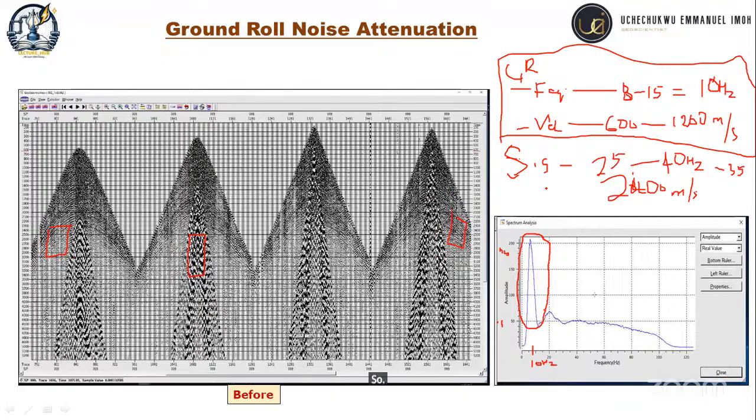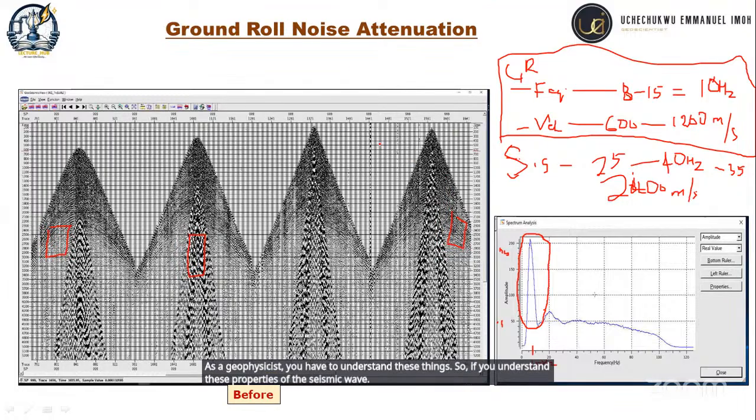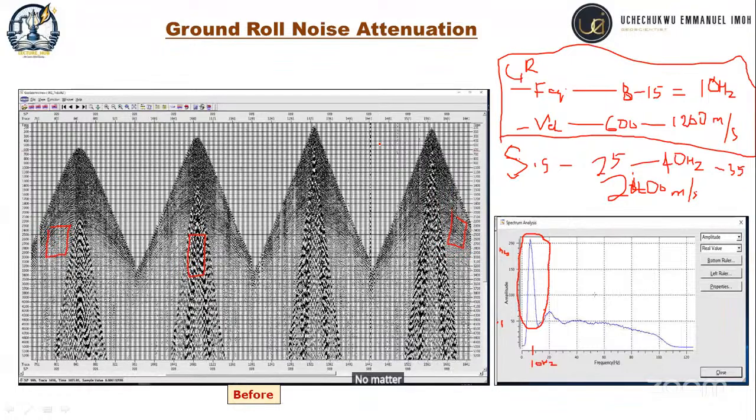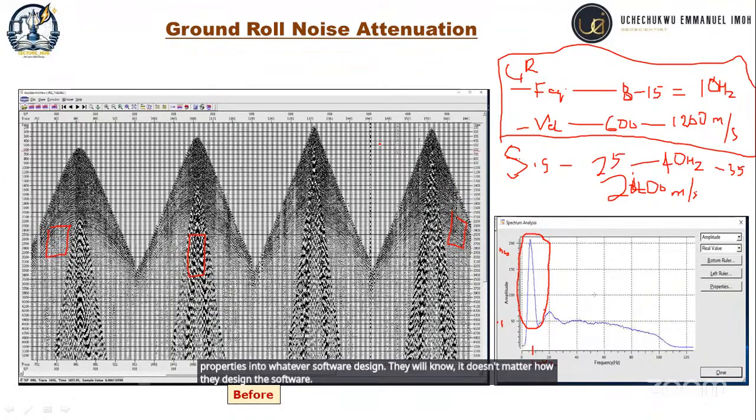So using this information, this is what you input in the software. That is why I started by telling you about the properties of the waves when it comes to the seismic method. As a geophysicist, you have to understand these things. If you understand the properties of the seismic wave and the properties of your signal, no matter the software or the company you're working with, the software can change, but the fundamental principles do not change. So you input these properties into whatever software. It doesn't matter how they design it, the software will ask you for these properties.